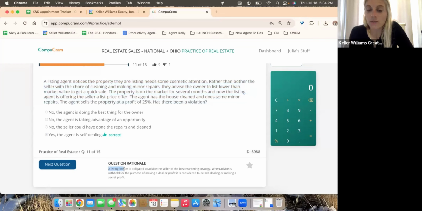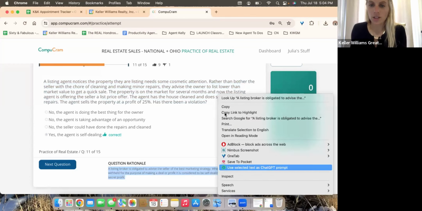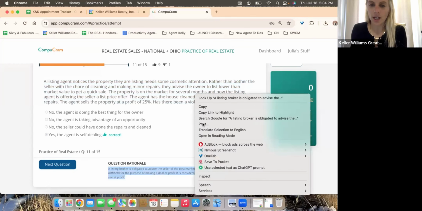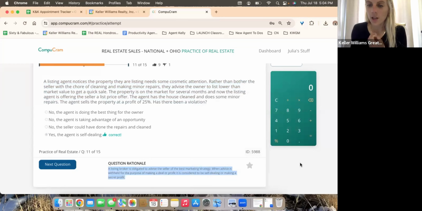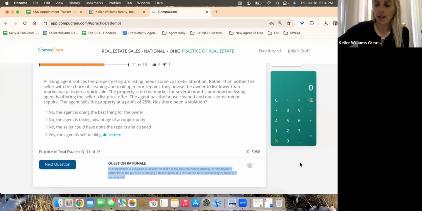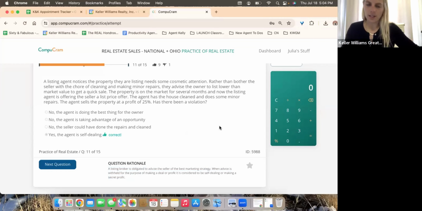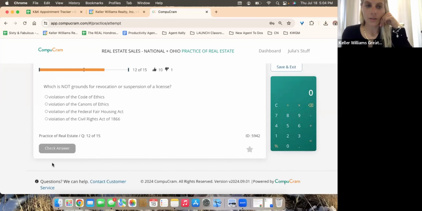So the listing broker is obligated to advise the seller of the best marketing strategies. If you're going to be the listing agent, then you're definitely going to want to tell your seller the best marketing strategies before you put the listing on the market, just to cover up those items. If they say they don't want to do it, understandable, but definitely let them know that these things should be done before they list their property. They're coming to you for advice, so definitely give it to them the right way and not obviously self-deal like this.